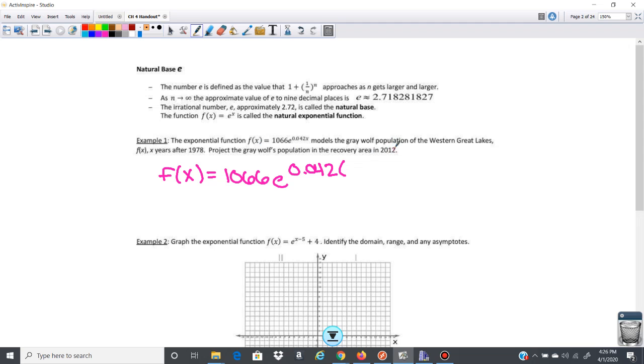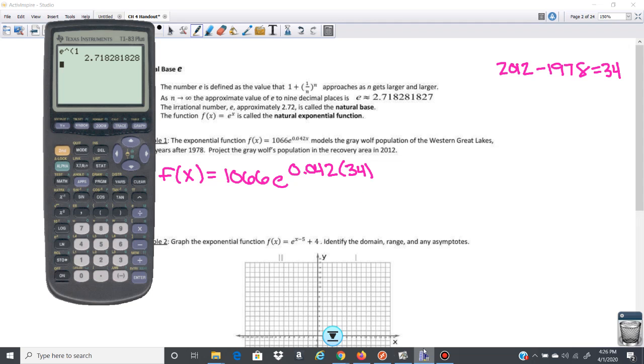So for 2012, we would just do 2012 minus 1978. So that would give us 34 years. So 34 would be our x there. And then we're just going to plug that in. You can plug that in your calculator just like that. It should be able to hold that fine.